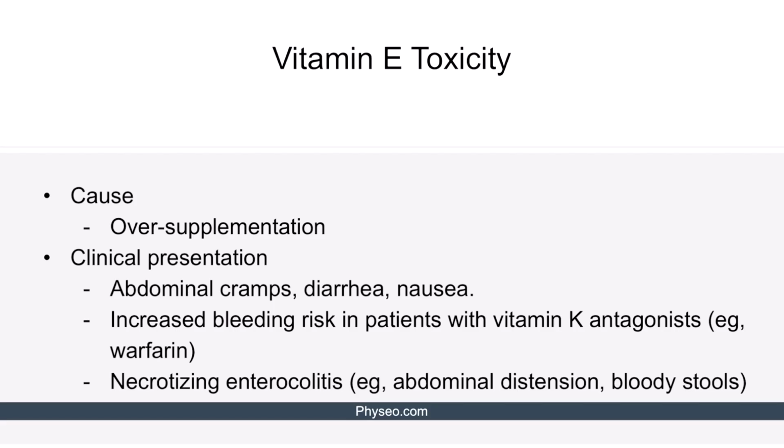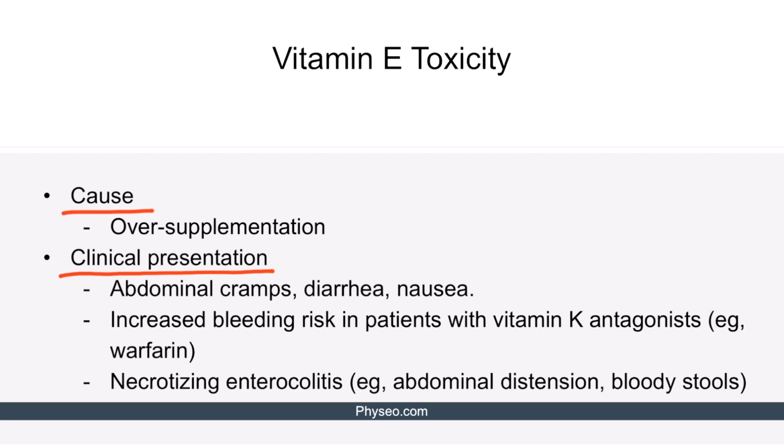Let's move on to vitamin E toxicity. It is very rare, and its main cause is oversupplementation. The clinical presentation includes abdominal cramps, diarrhea, or nausea. The toxicity increases bleeding risk in patients taking vitamin K antagonists such as warfarin, because high supplementation doses alter metabolism of vitamin K. In other words, it enhances the anticoagulant effects of warfarin. Finally, in neonates, it has a risk of necrotizing enterocolitis.